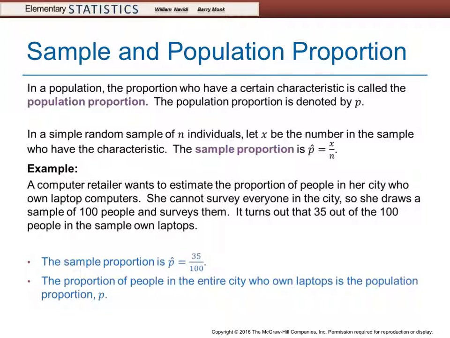Another example is a computer retailer who wants to estimate the proportion of people in her city who own laptop computers. She cannot serve everyone in the city, so she draws a sample of 100 people and surveys them. It turns out that 35 out of the 100 people in the sample own a laptop. So in this particular case, the sample proportion, p hat, is equal to 35 divided by 100. The proportion of people in the entire city who own a laptop is called the population proportion, P.